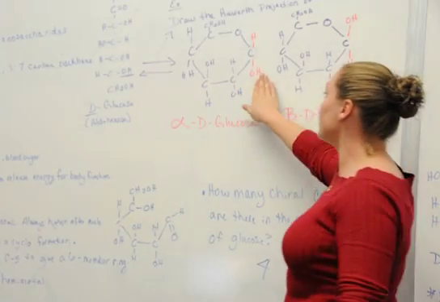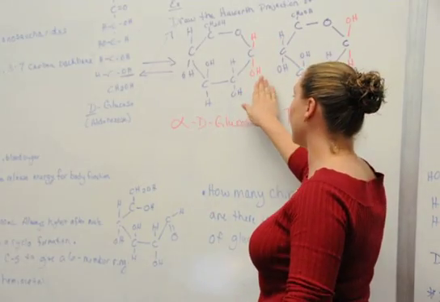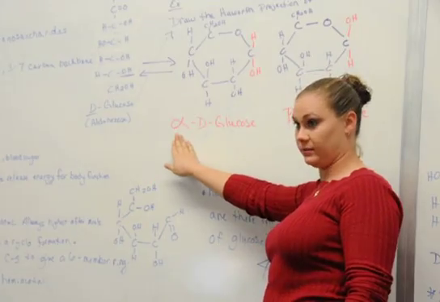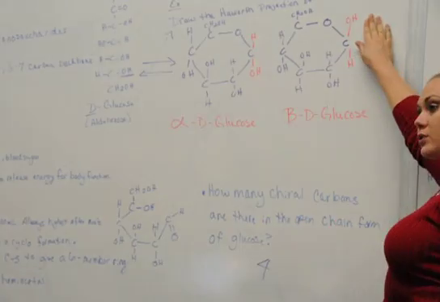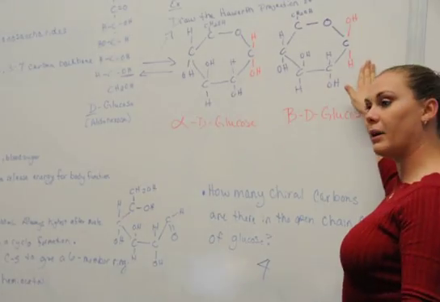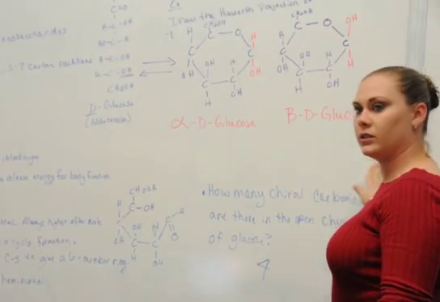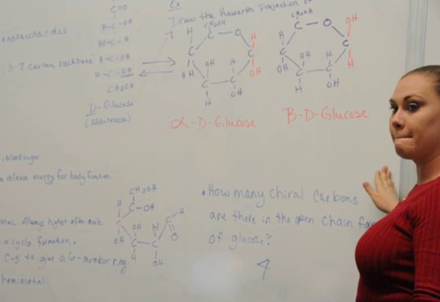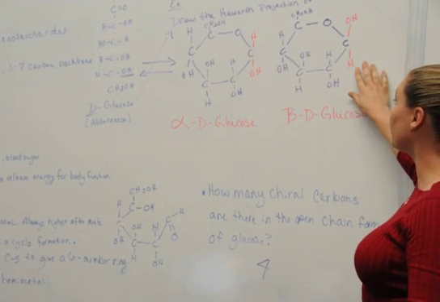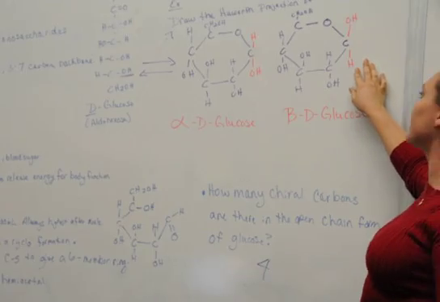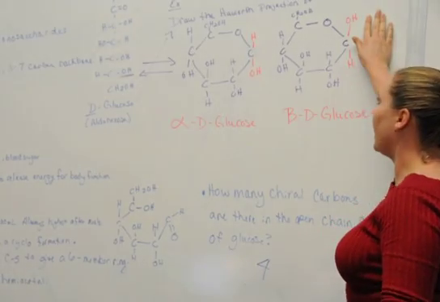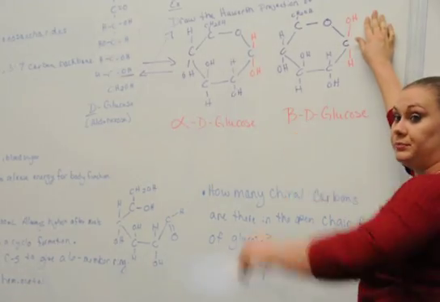Okay? If the hydrogen's on the top and the hydroxyl's on the bottom, it's an alpha D-glucose. If the hydroxyl's on the top and the hydrogen's on the bottom, it's a beta D-glucose. The beta pretty much means bottom if you're referring to the placement of hydrogen. Don't get confused and think beta means hydroxyl on the bottom, because that's alpha.